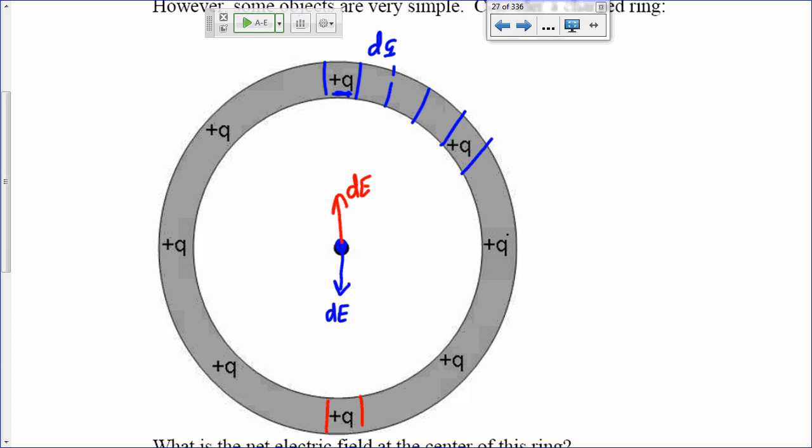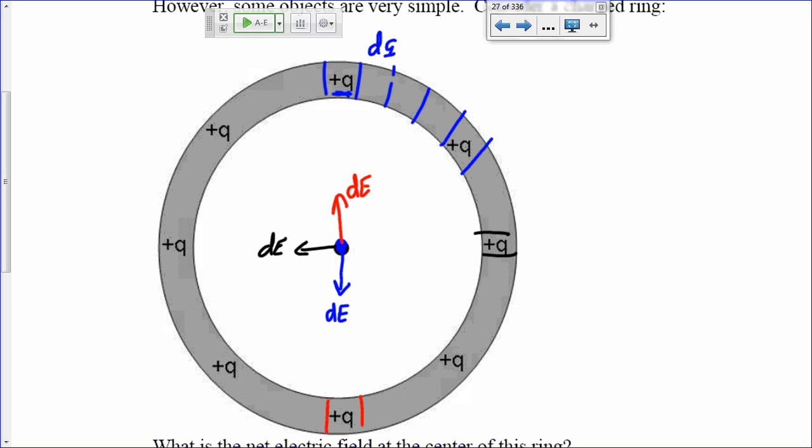You can play this game going all the way around, breaking it up into an infinite number of elements, finding the electric field due to each element. All right? Doing the kq over r squared for each little section of charge. And doing that an infinite number of times. So that'll take a really long time, but you can probably imagine what the vectors are going to look like.